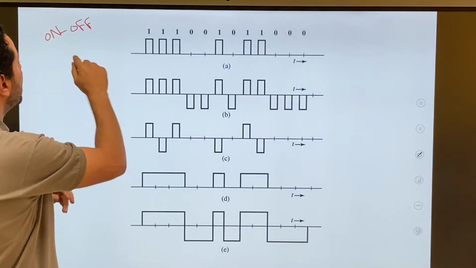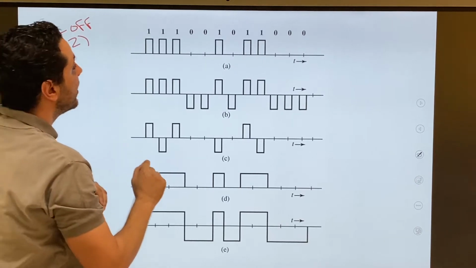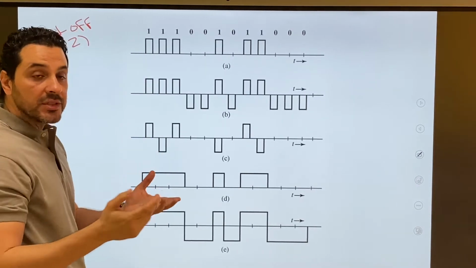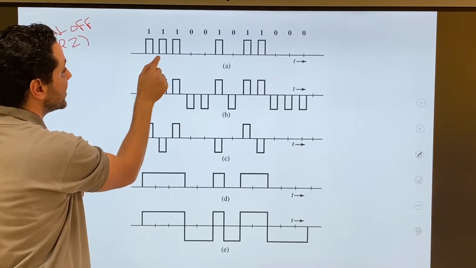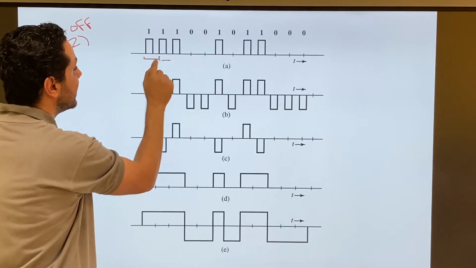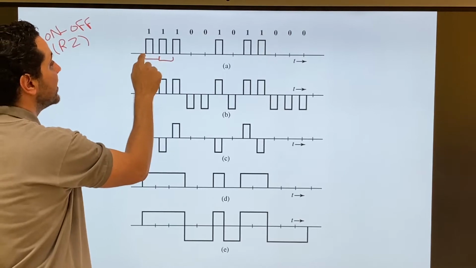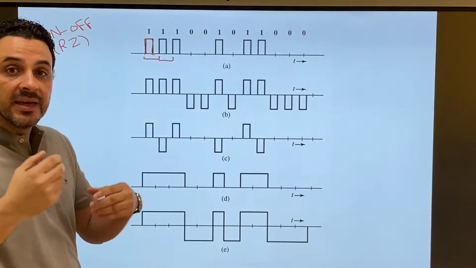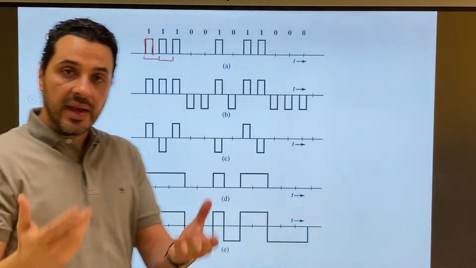And we call it on-off return to 0. Why do we call it on-off return to 0? Because when we represent the 1 by a positive pulse, the positive pulse returns to 0 in the middle of the period. So if this is one period to transmit a bit, this is another period, this is another period to transmit a bit, you will find that the positive pulse returns to 0 in the middle of the period. And this return to 0 has a benefit that we are going to explain later.